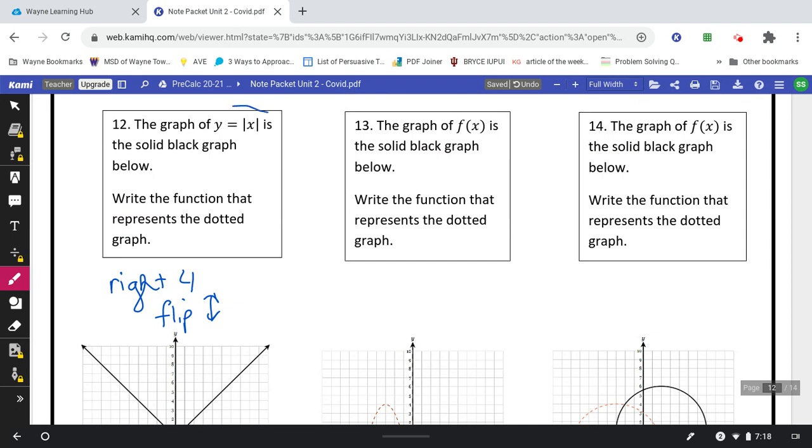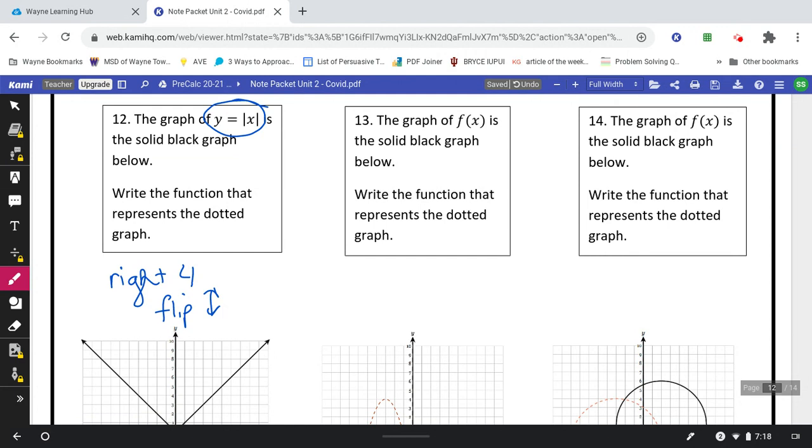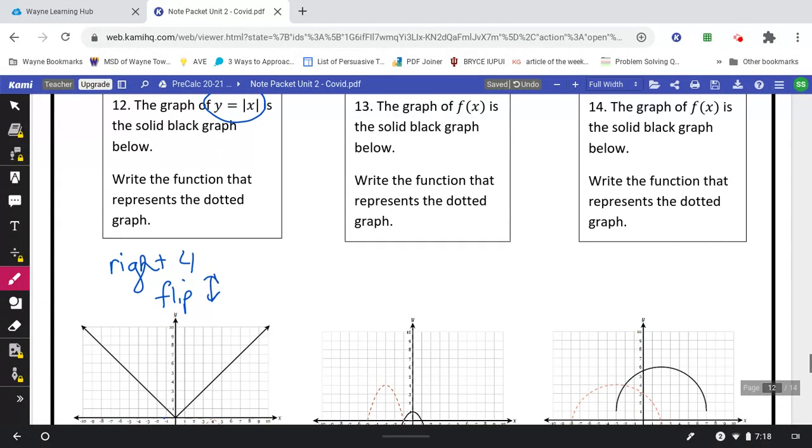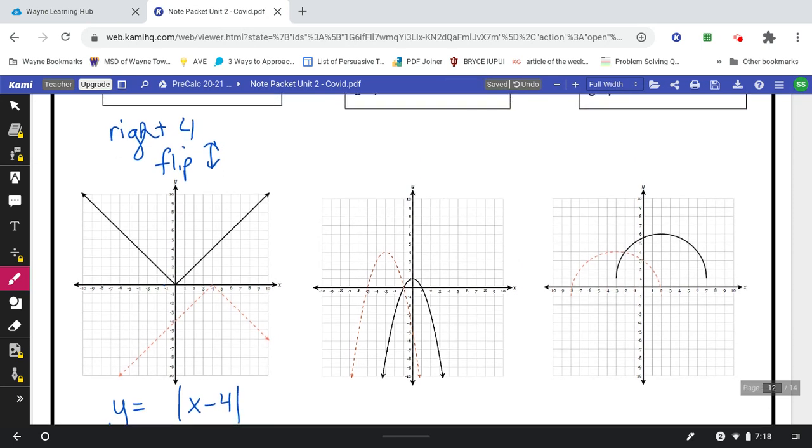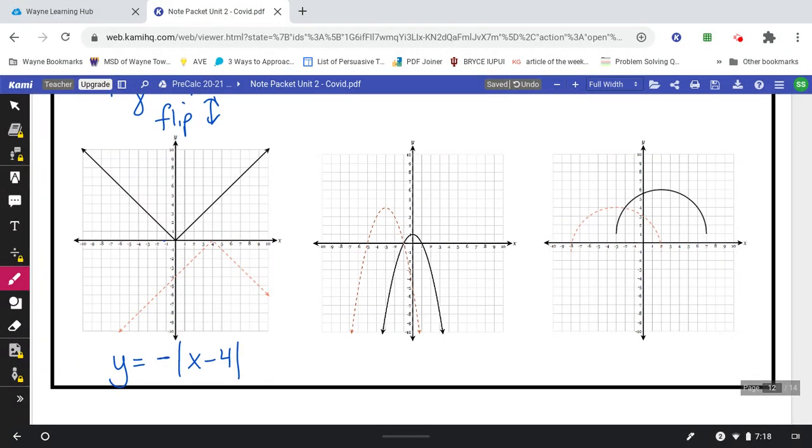We need to make sure we're writing it into this function here. So if I needed to move it to the right 4, I would want to write that on the inside of my absolute value bars. And it would want to look like the opposite sign, which would be a minus 4. So I'm going to write it as y equals absolute value of x minus 4. Notice I left a little room in front because when I flip it up, down, that means I have a negative sign in front. So I'm going to save room to put a negative sign right there. And there's my equation.